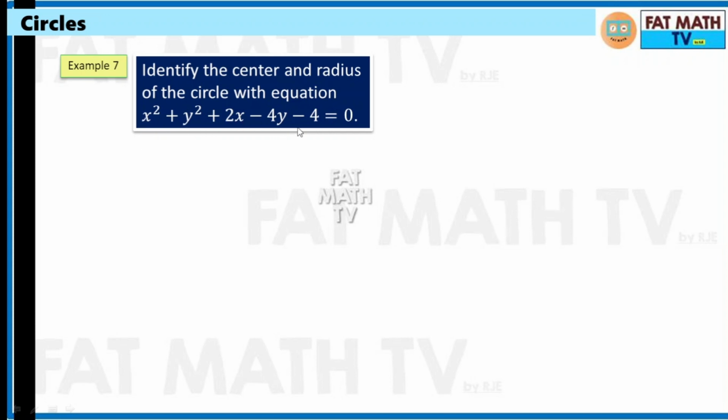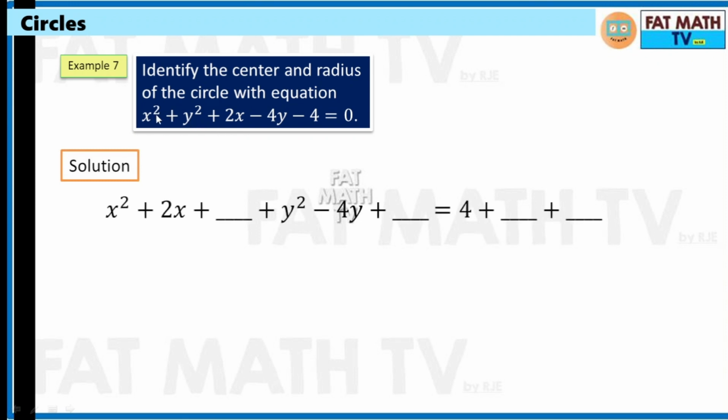So what you're going to do is transform this into the standard form. So how are you going to do that? The standard form looks like (x minus h) squared plus (y minus k) squared equals r squared. So your equation should look like that. So what are you going to do first?